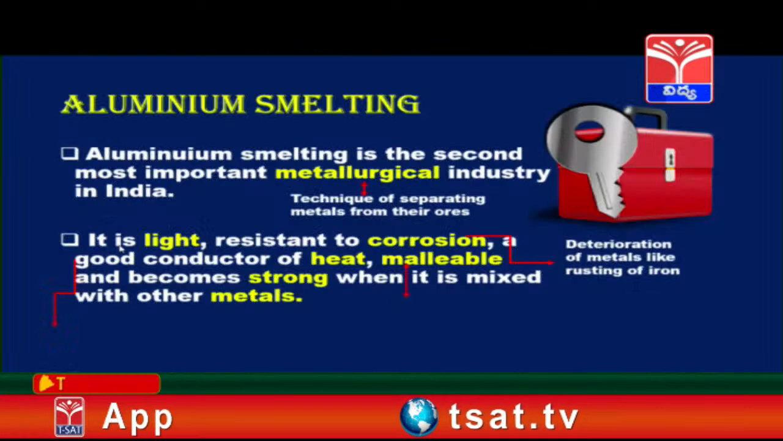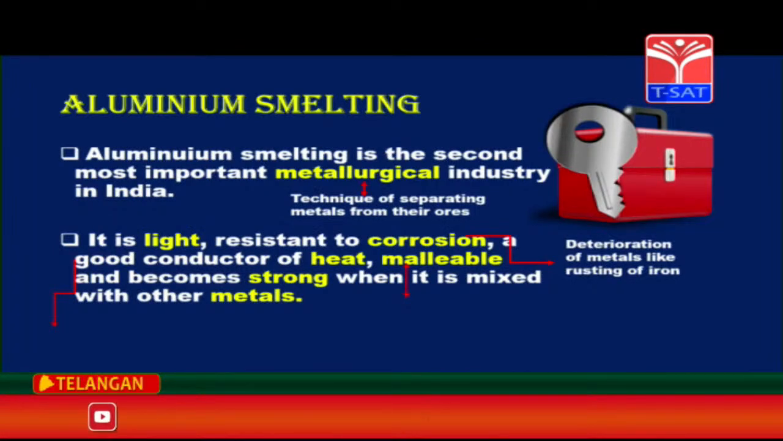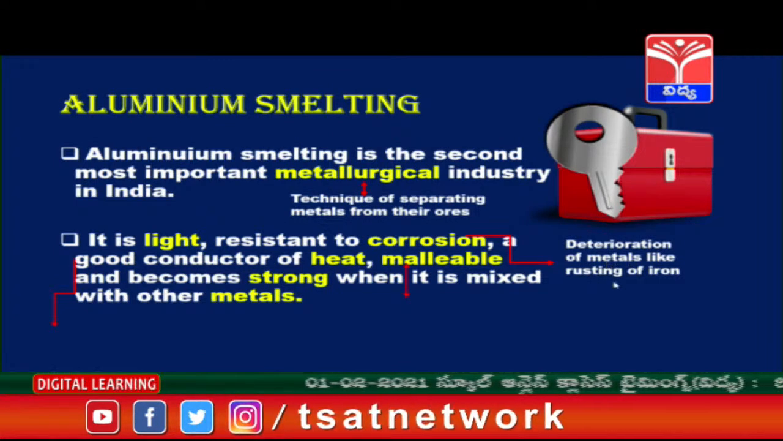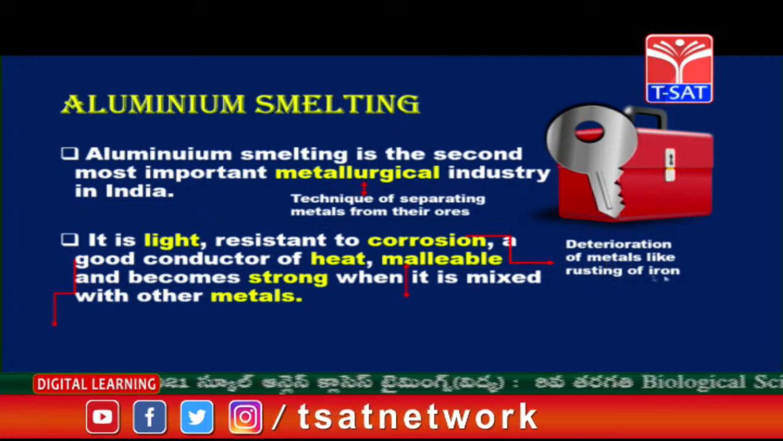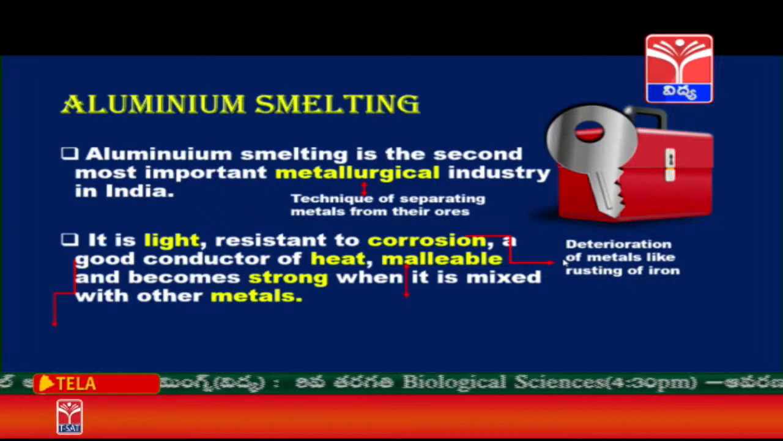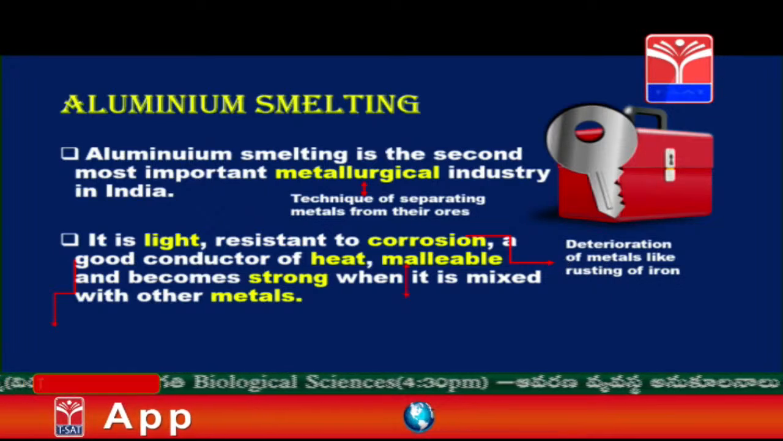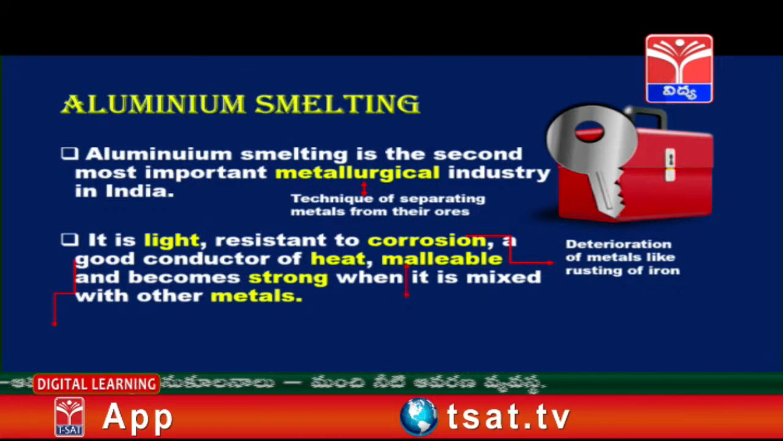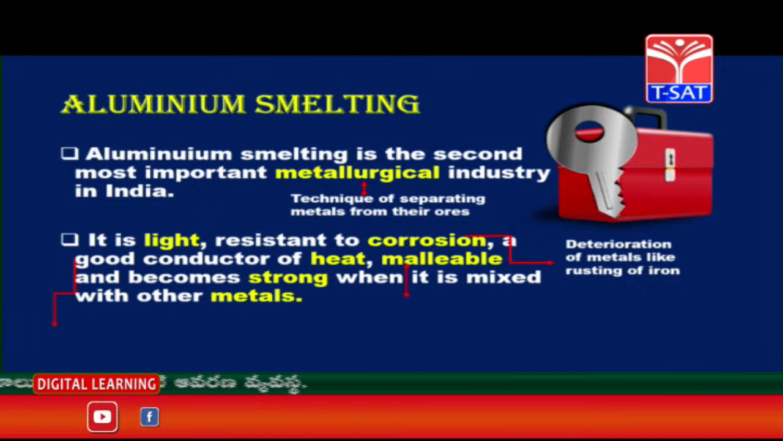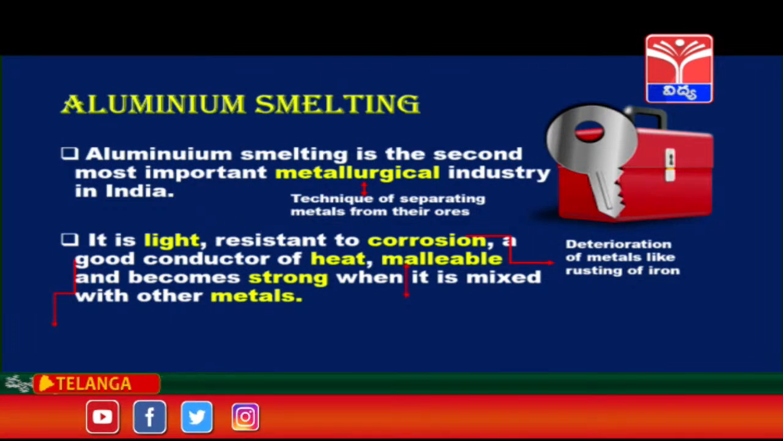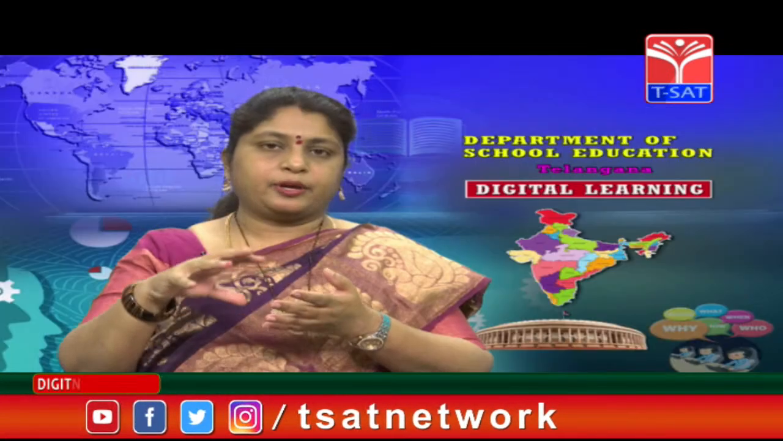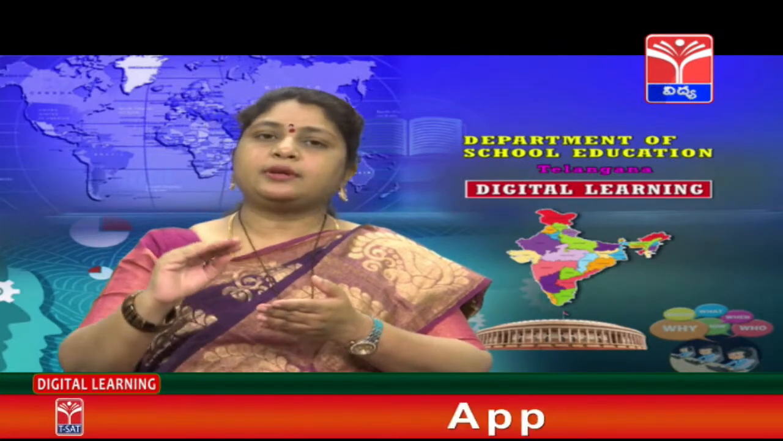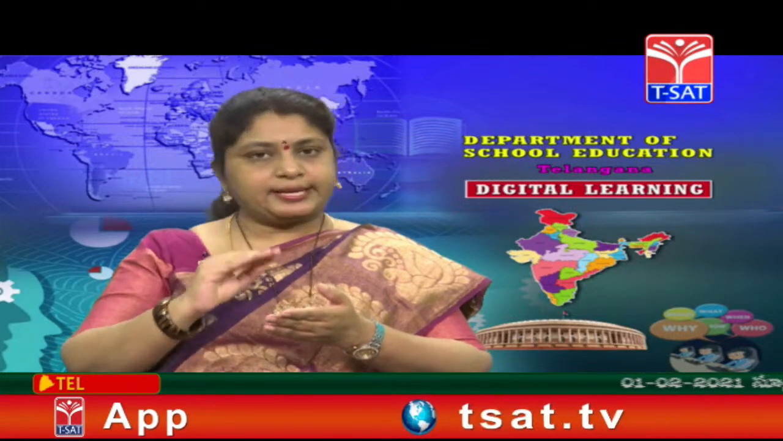Aluminium is light and resistant to corrosion. What is the meaning of corrosion? Deterioration of metals, for example the rusting of iron. When iron or steel are exposed to moisture, what happens? Rust is formed on the materials. But aluminium does not rust because it is resistant to corrosion. So, aluminium does not get damaged easily.